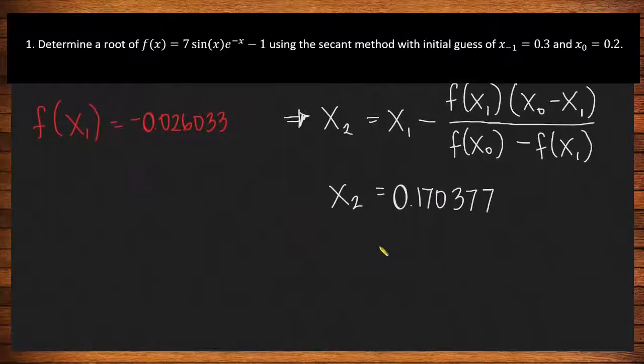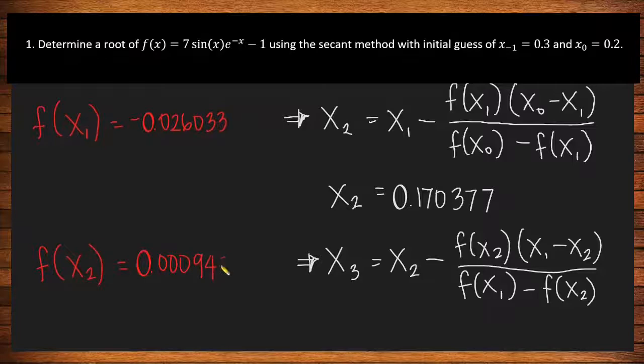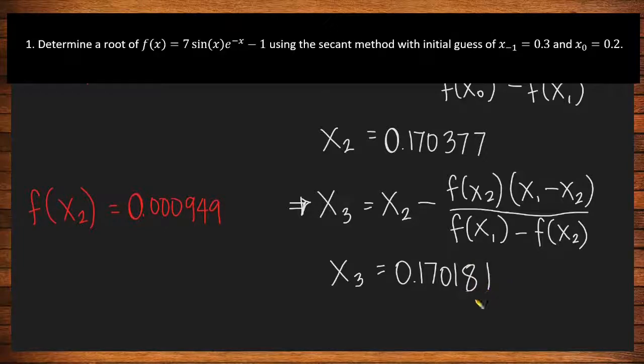0.170377. And then for our next estimate, x sub 3, yung gagamitin naman natin is yung last two estimates natin. So x sub 2 and then x sub 1. So now we have the value of 0.170181 for our estimated solution. So if we try to substitute this value to our function, makikita natin na it is very, very small na. So it is equal to 4.85 times 10 raised to negative 6. Almost 0 na yung value niya.